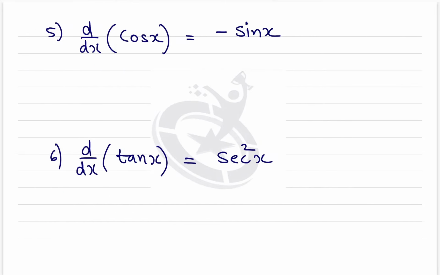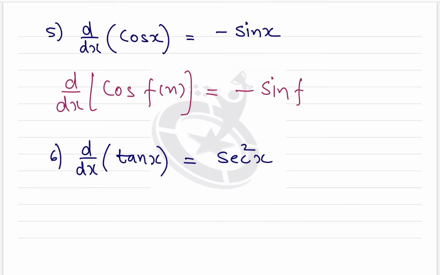Then the derivative of cos x. The derivative of cos x was minus sin x. What was the derivative of cos x? Minus sin x. So its composite rule, the derivative of cos f of x, will become minus sin f of x into the derivative of f of x.